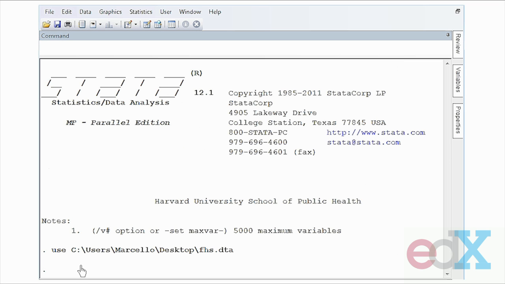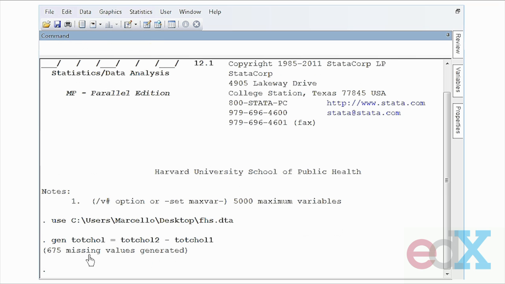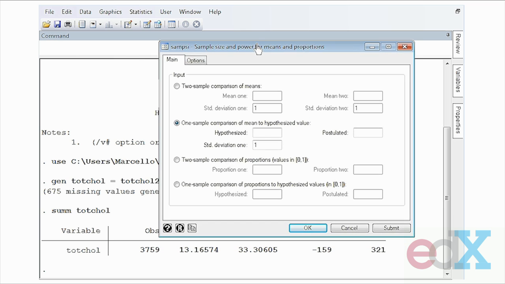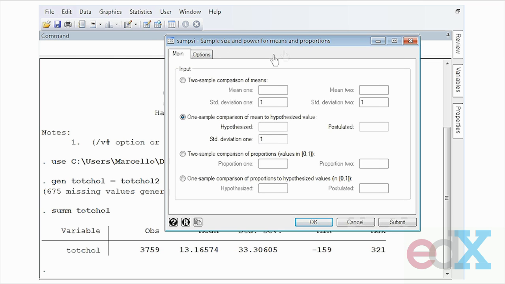You remember we defined Totschall? We defined Totschall to be the difference between the cholesterol level at visit 2 minus the cholesterol level at visit 1. And so we had this variable Totschall, and so let's summarize it to remind us what we had before, and there it is. So remember we said the mean was 13 and the standard deviation was 33. Now let's bring back our SAMC, it's called. There it is, SAMC. Let's bring that back.